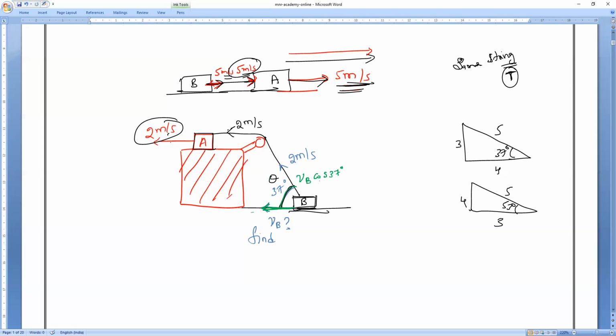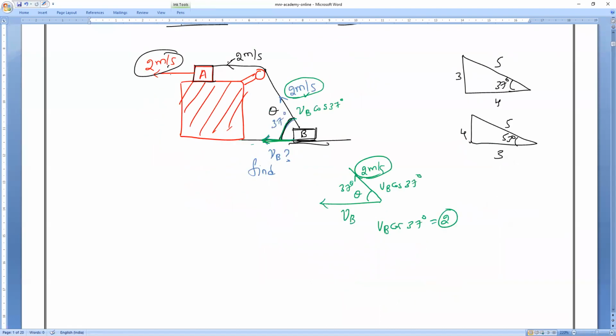This is the theta. So VB cos theta is equal to how much, guys? All of you check it here. The body is acting in this direction, that is what we want to find, and upward it is acting with 2 meters per second. Now here it is making the angle theta, so VB cos 37 degrees, where theta is equal to 37. So VB cos 37 is equal to 2 meters per second.